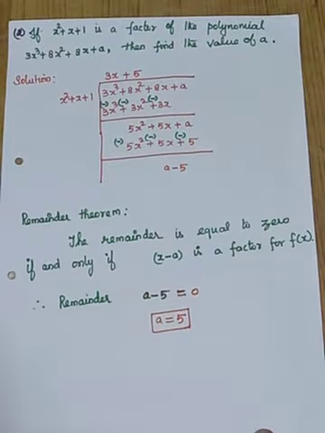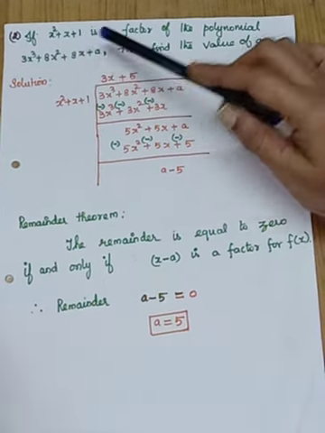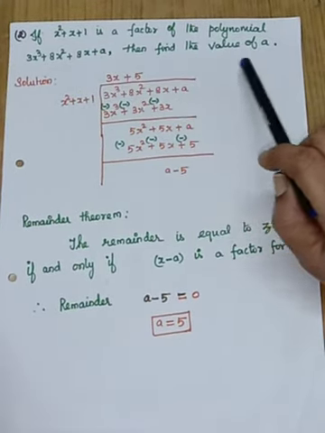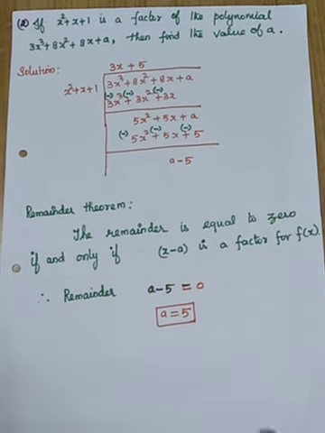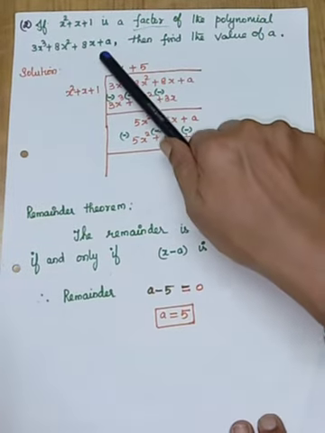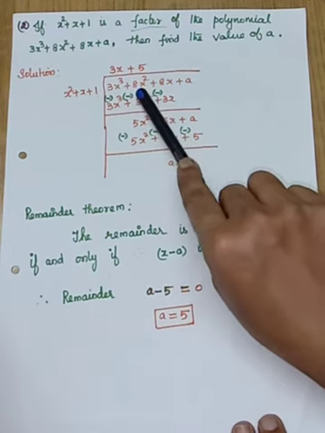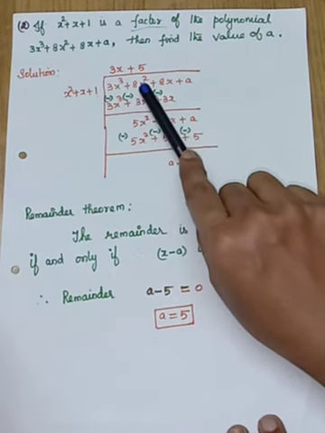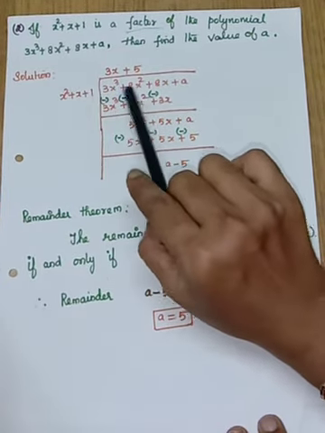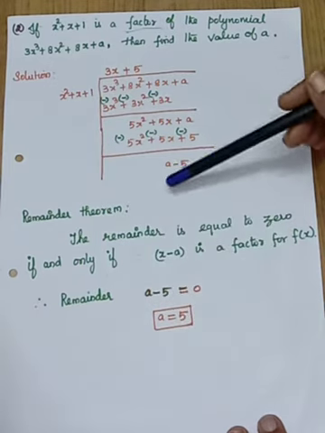Come to problem number 2. If x squared plus x plus 1 is a factor of this polynomial, then find the value of a. See the word: this is the factor of this polynomial. So consider the cubic polynomial. When the cubic polynomial is divided by this factor, you know how to divide.